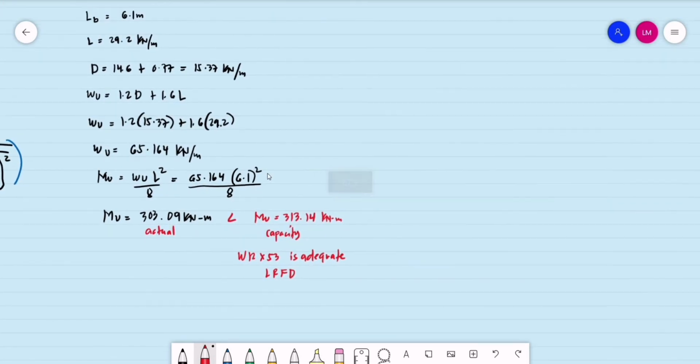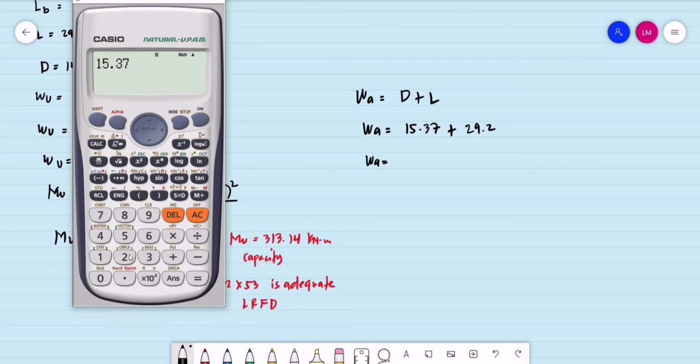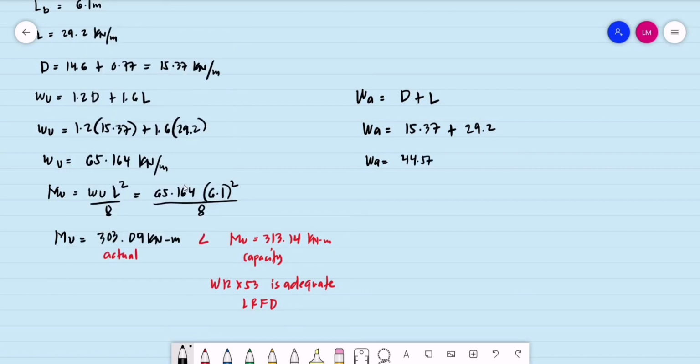Then we need to check this under ASD. For ASD, I will have the allowable uniform load, which is simply the total dead load plus the live load. So W sub A is equal to the dead load 15.37 plus the live load 29.2. And that is equal to 44.57 kilonewtons per meter.